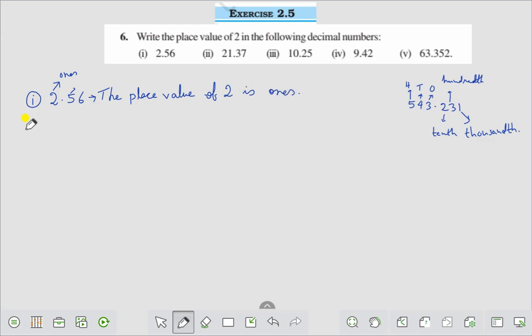Now question number 2 is 21.37. Here you see, this is ones place and this is tens place, tens, right? Therefore, the place value of 2 is tens, right?